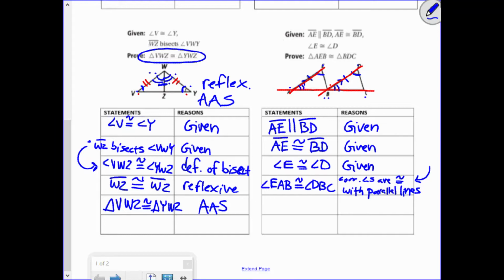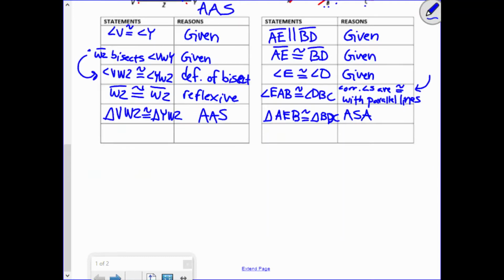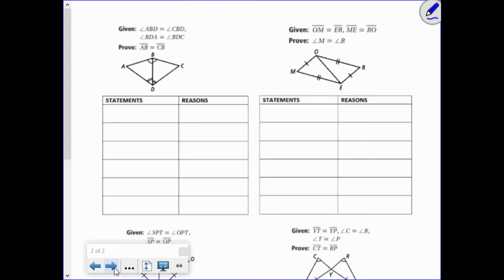Alright, so now that I have my givens, which was the segment that's congruent and the angle that's congruent, when I add this angle right here, I notice I have angle, side, angle in each triangle. So I can say that the triangles are congruent by angle, side, angle. So, triangle AEB is congruent to triangle BDC. There we go. Alright, so again, make sure you guys are really careful to catch the angle pairs that you can see with the parallel lines. Alright, so we have a couple more on the next page.